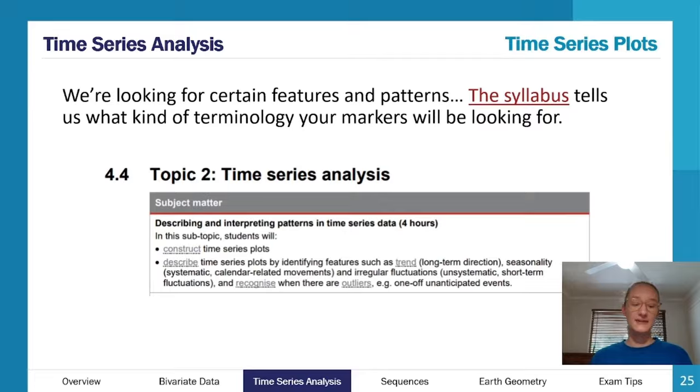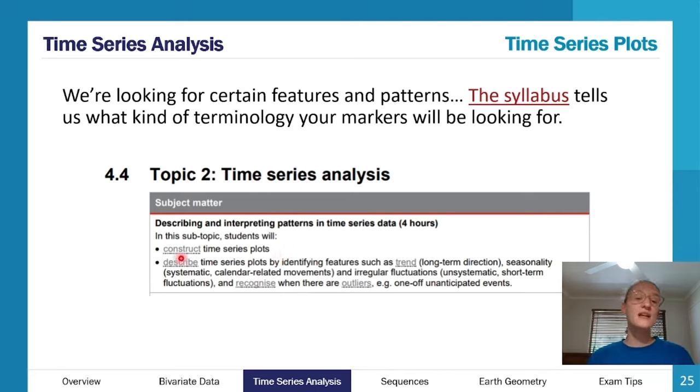go to the syllabus. So we can see here that topic 2 of unit 3 about time series analysis is about describing and interpreting patterns in time series data. So this is something that you need to be able to do. So first bit, you need to be able to actually construct time series plots. So again, we went over briefly some of the key features. You need title, axis titles, units, the dots, connect the lines. That's all of the main things for time series plots.